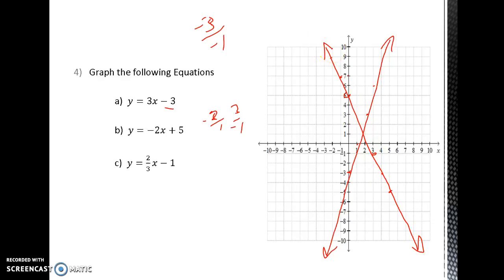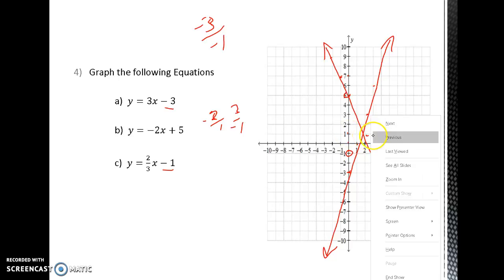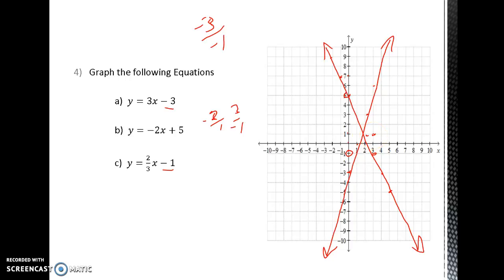Let's try another one. If I start this one at -1, so that's going to be right here, and the slope is 2/3. So that would mean the rise is 2, and the run is 1, 2, 3, which is here. Oh, no, here. And then if I do that again, up 2 and over 3, I'd be here. Up 2 and over 3, I'd be here.